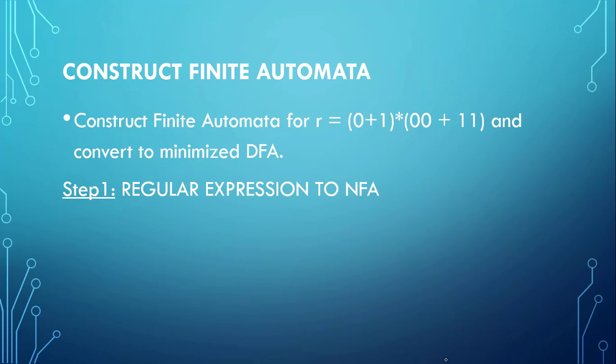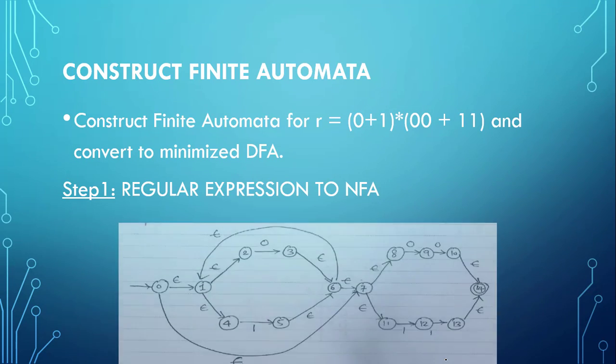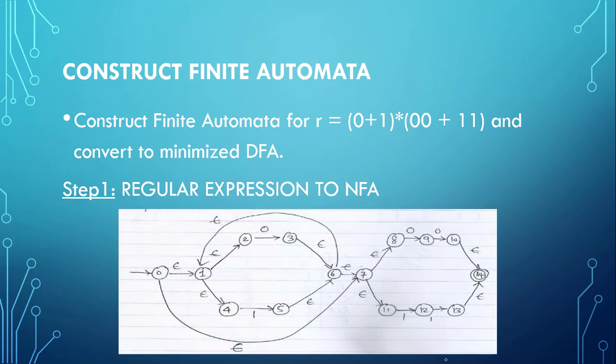So we have to construct a finite automata for R = (0+1)*(00+11) and convert it to minimized DFA. So first step will be converting our regular expression to NFA. We first have the NFA of 0, the NFA of 1, and plus with a star closure. Then we have the NFA of 00 and the NFA of 11 with a union, and we connect these two NFAs with a dot operator. So we are having a total of 15 states from 0 to 14.